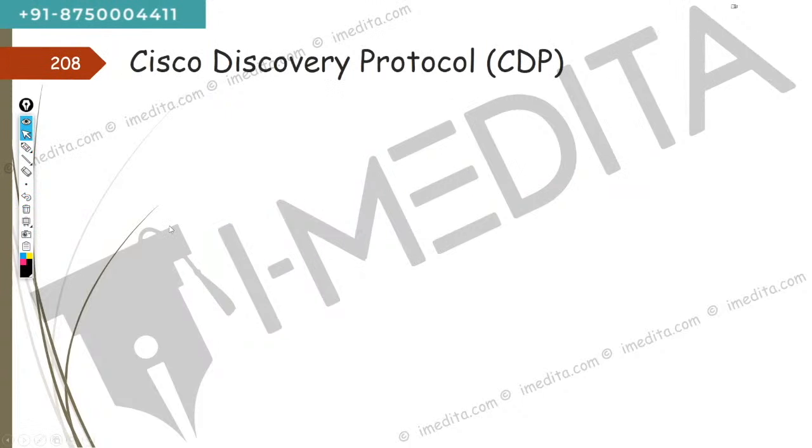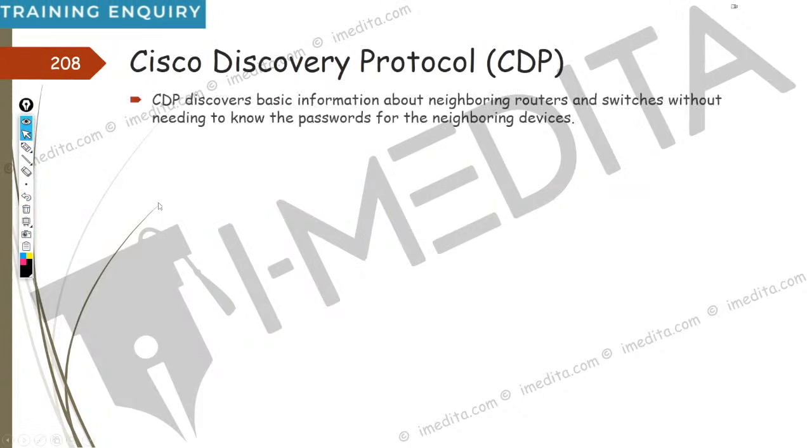So let's begin. CDP, Cisco Discovery Protocol, like I told you, discovers the basic information about neighboring routers and switches without needing to know the passwords for the neighboring devices. You can get to know their hostname, and even information about their operating system if you issue the show CDP neighbors command.